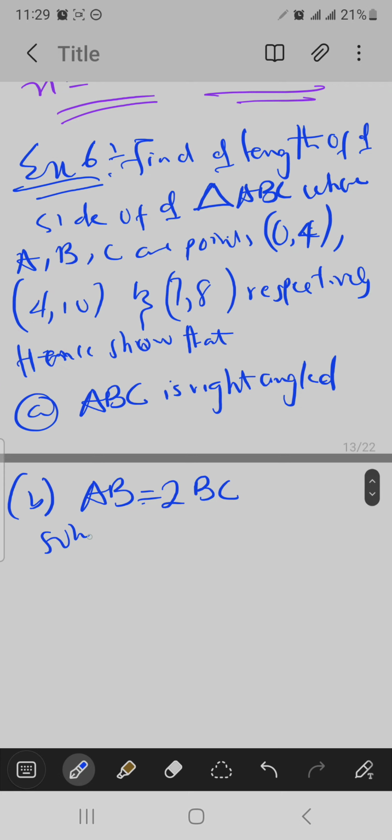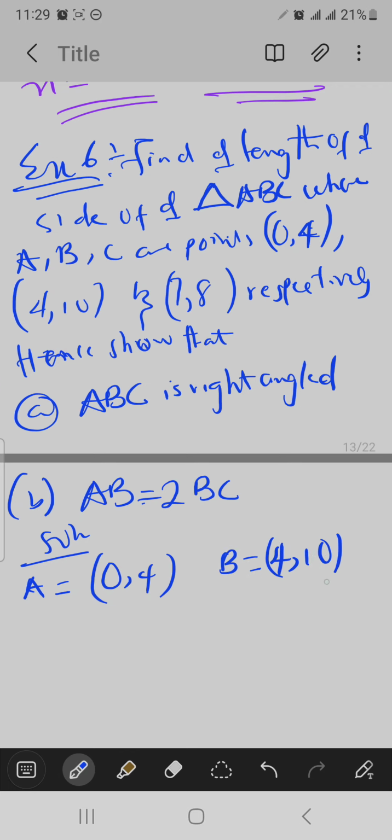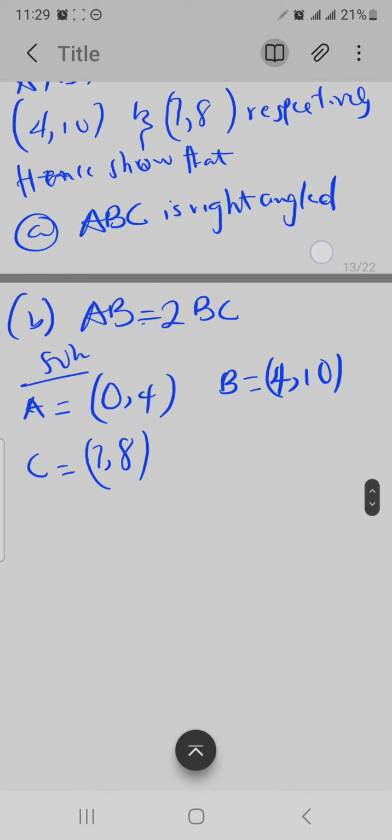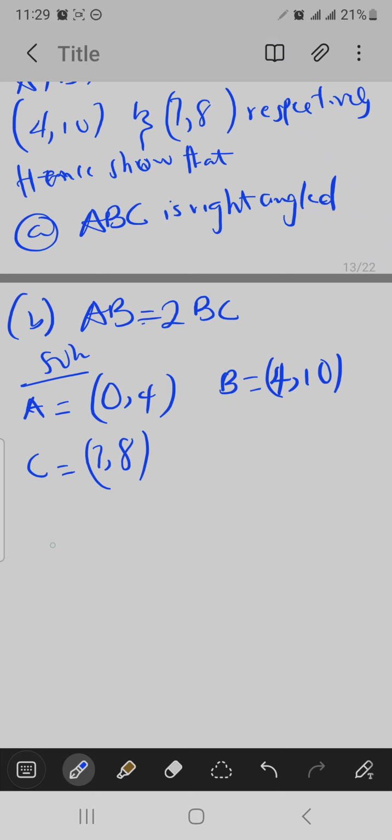Point A equals what? (0,4). B equals what? (4,10). And C equals what? (7,8). You now say that hence show that ABC is a right triangle and AB equals this. So now the first question: to show the triangle is right-angled, let me first find the lengths. I have AB, AC, and BC.